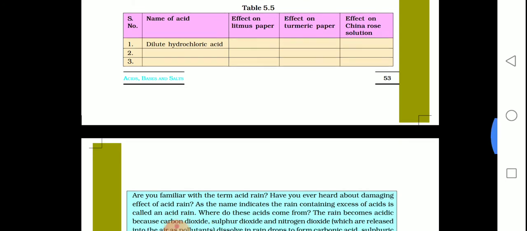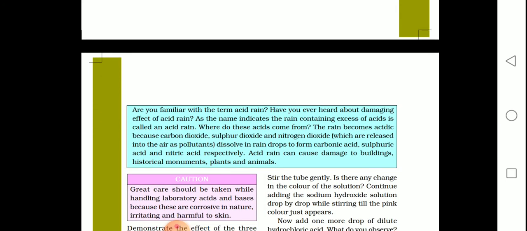Got it now? So now we'll talk a little bit about acid rain. You have heard about acid rain. Have you ever heard about the damaging effects of acid rain? This acid rain will affect buildings, monuments, and also statues. So this greatly affects constructed buildings.